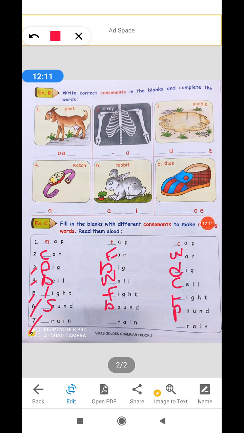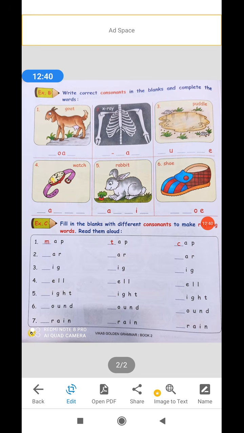Moving to the seventh one. Dash R-A-I-N. So what will fill here? We will fill in D. D is a consonant letter. Drain. D-R-A-I-N, drain. Then B-R-A-I-N, brain. Again B is a consonant letter. Then T. T-R-A-I-N, train.